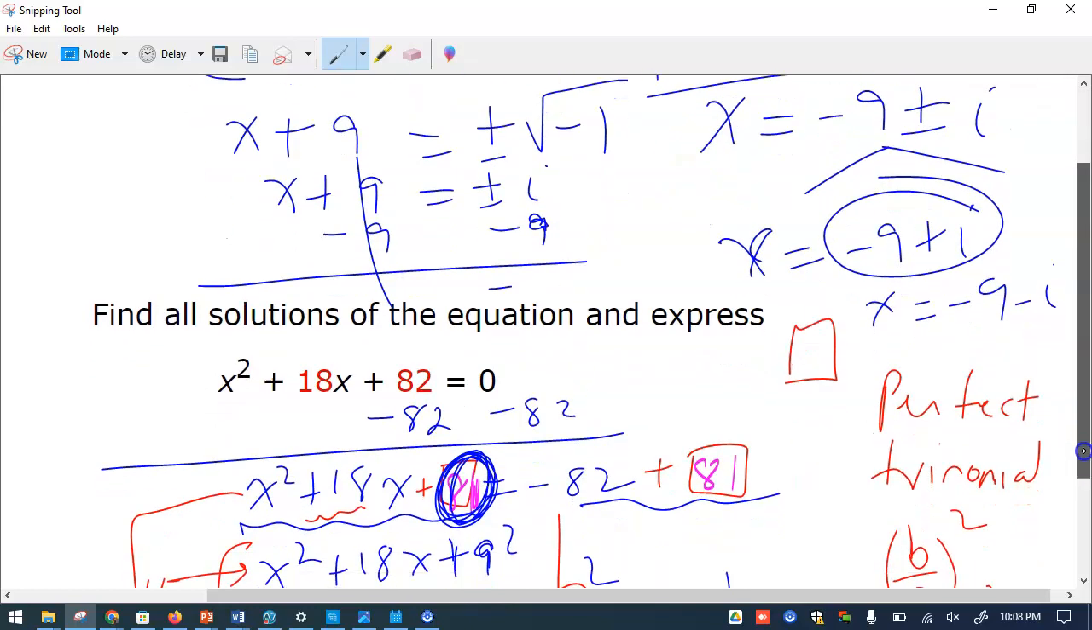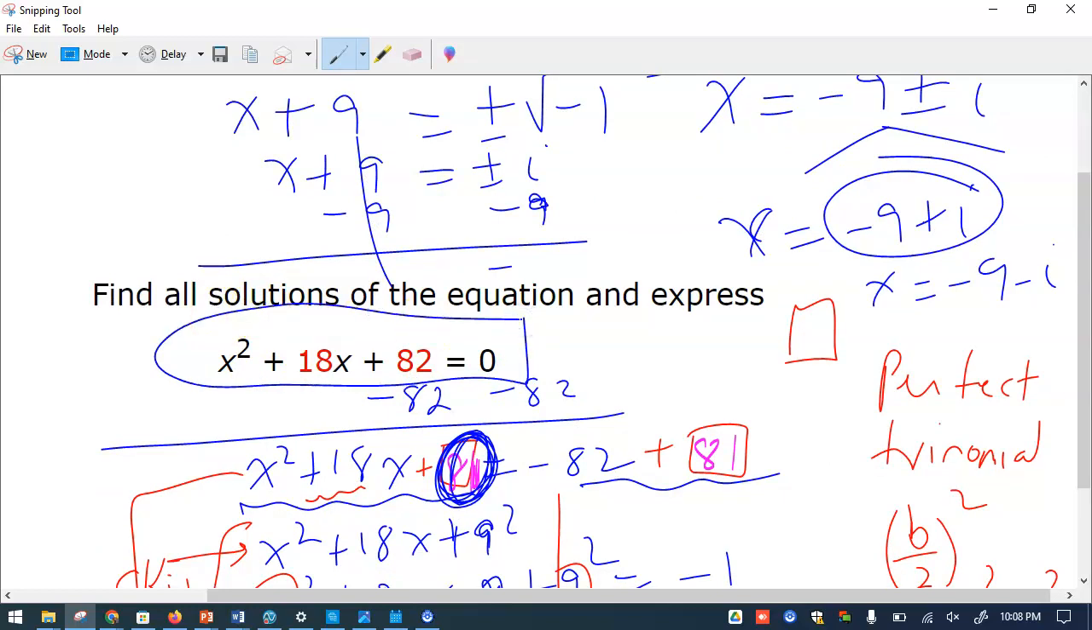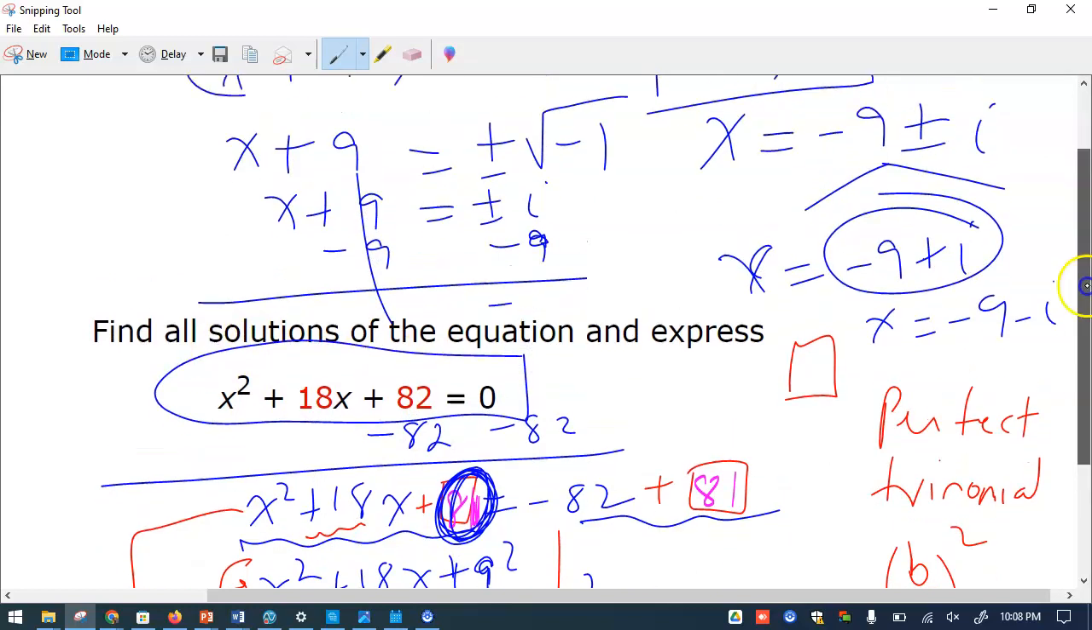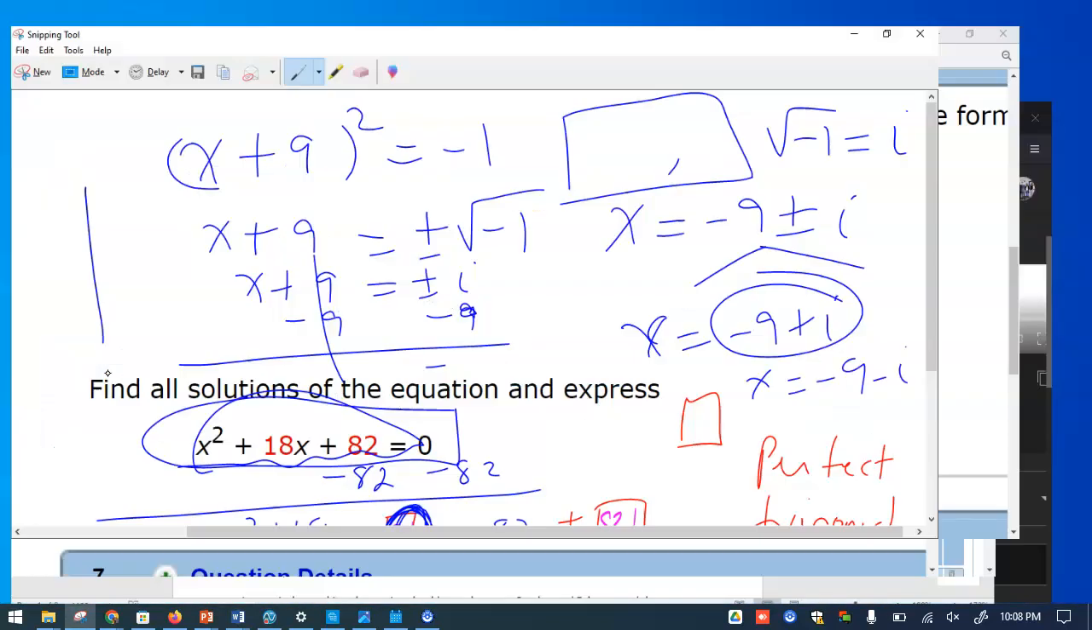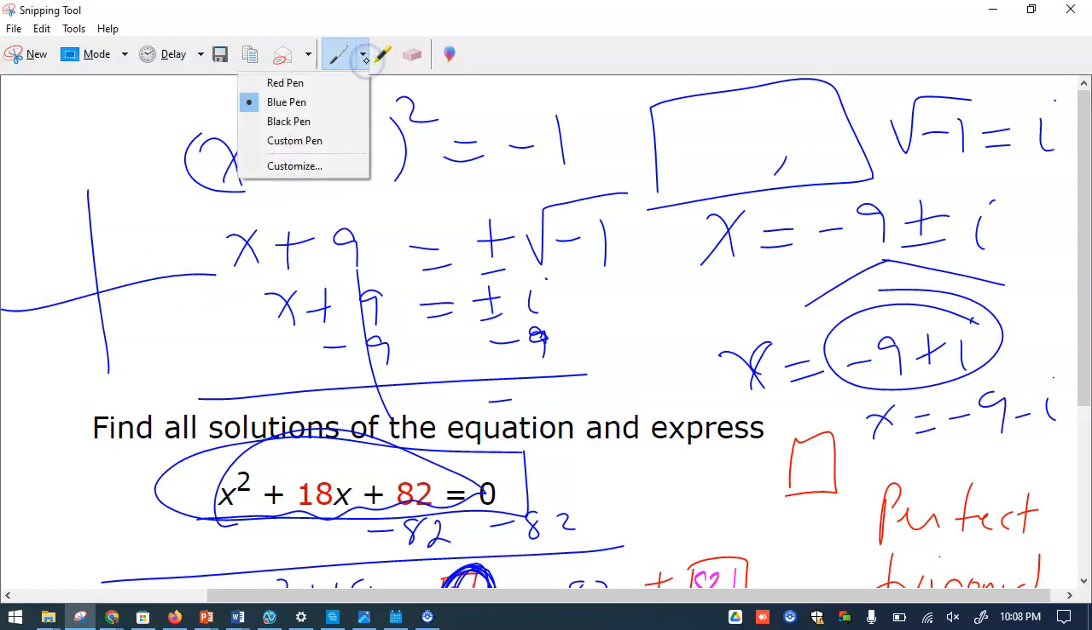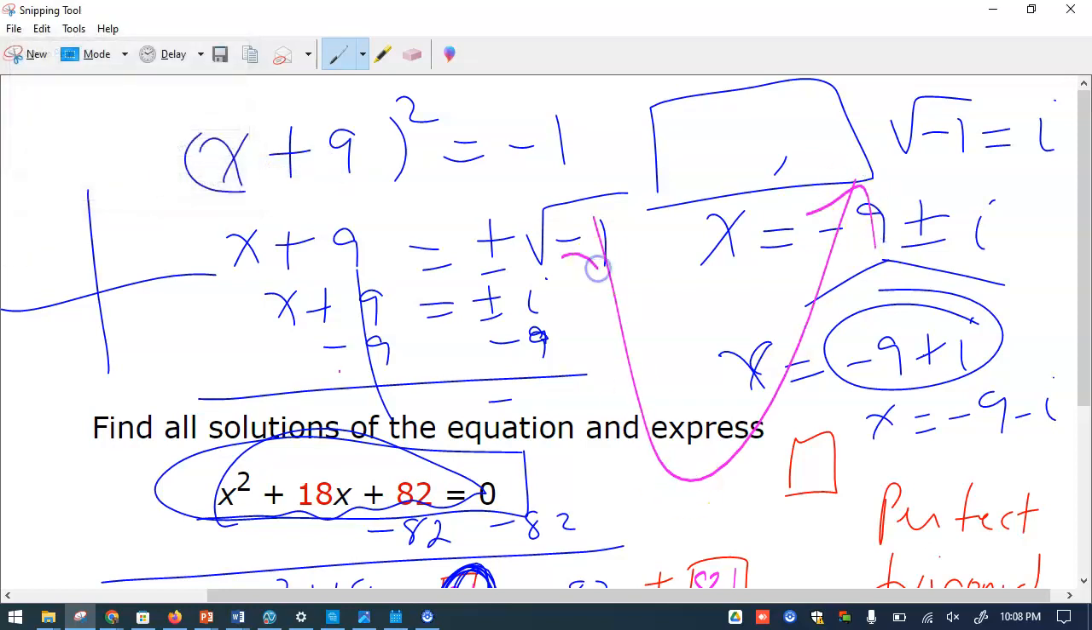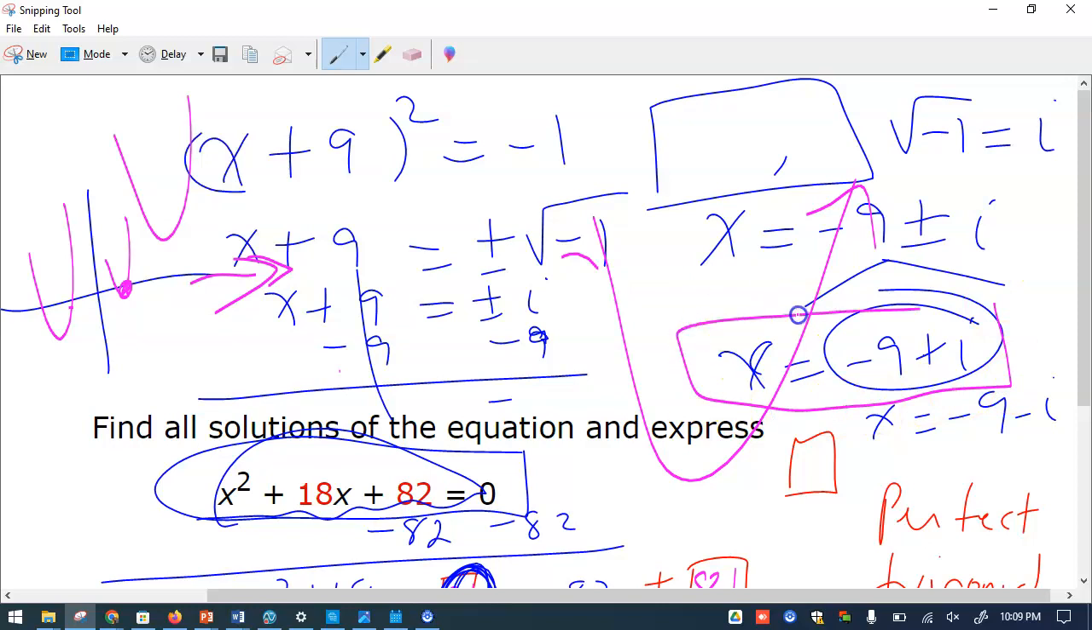So let's see what the question was. This was the question, right? What this basically means is, if you sketch the graph, it is a quadratic function, something like this, but it is above the x-axis. So it does not cross the x-axis. There's nowhere on the x-axis where the graph crosses. So there are no real zeros, and they are called complex solutions.